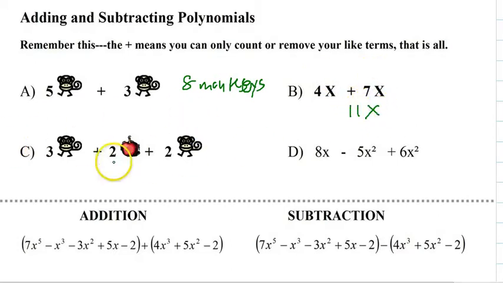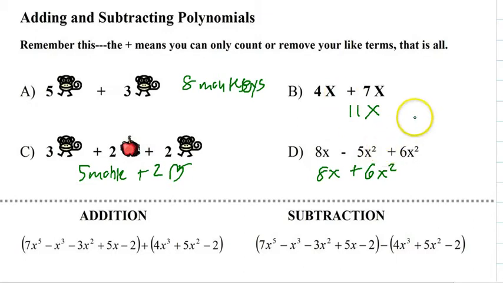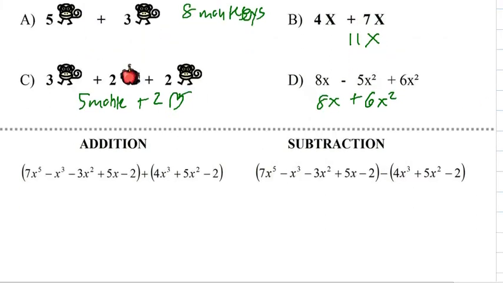3 monkeys, 2 monkeys gives us 5 monkeys, plus 2 apples. And then this is 8 x's, take away 5x squareds plus 6x squareds. So that means we have 8 x's, because it has no other like term there, and 6x squareds. There is no exponent change on any of these because we are not multiplying. Exponents are multiplication. Addition is just combining like terms. If you had 5 monkeys and 3 monkeys, you get 8 monkeys, not 8 monkeys squared or 8 monkeys cubed. It's just monkeys. Same with apples and everything else you add together.